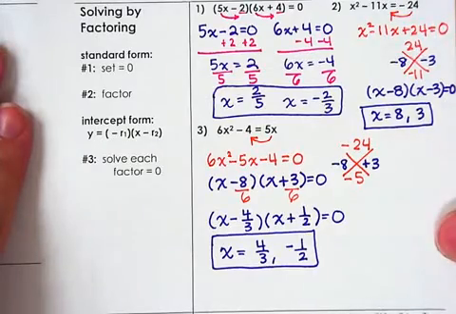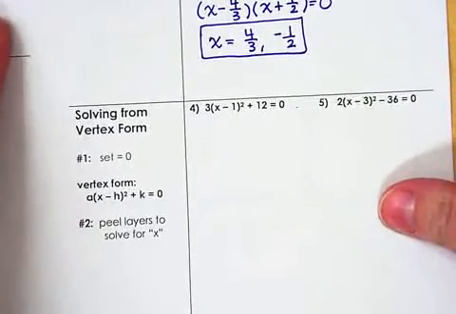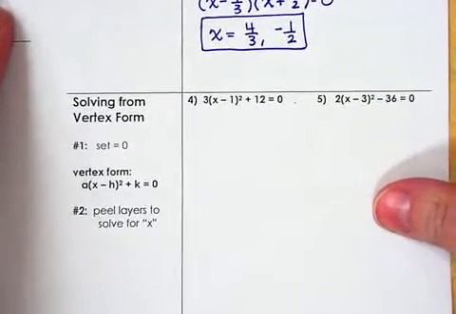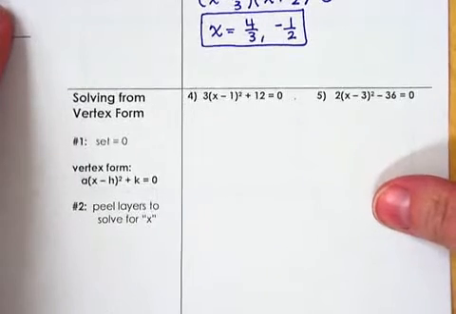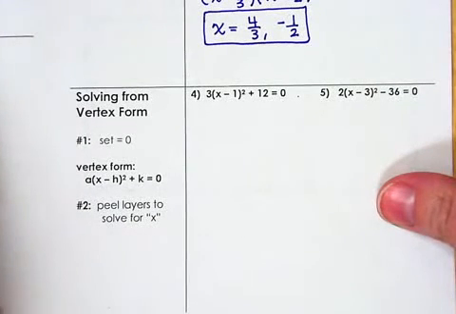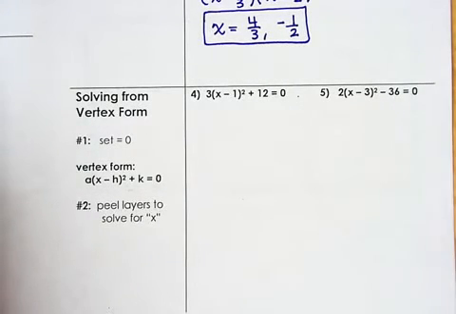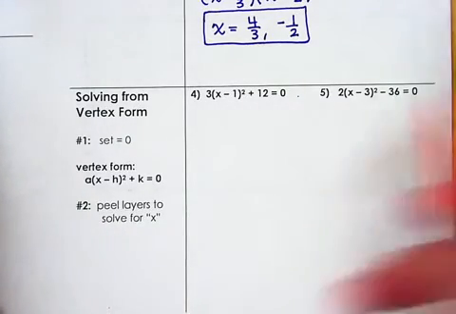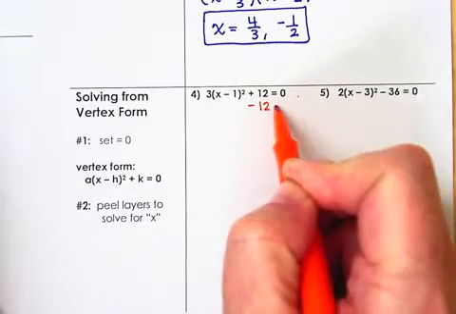Okay, the second type of solving is from vertex form. So we're going to go ahead and we will give you the equation in vertex form, and really what you need to do is peel away the layers. And the goal is, just like when we worked with absolute value equations, the goal is just to get the x by itself. So the first thing I want to do is subtract the 12 on both sides.